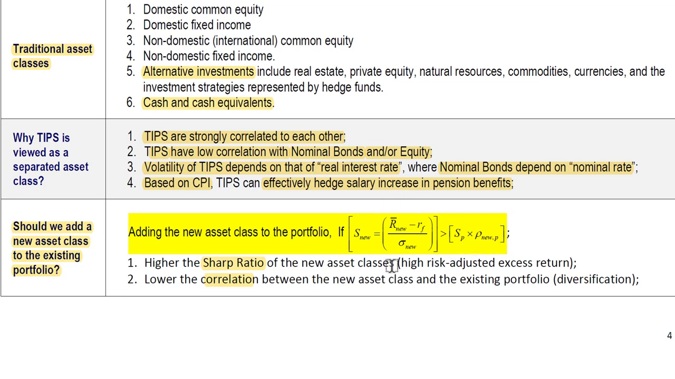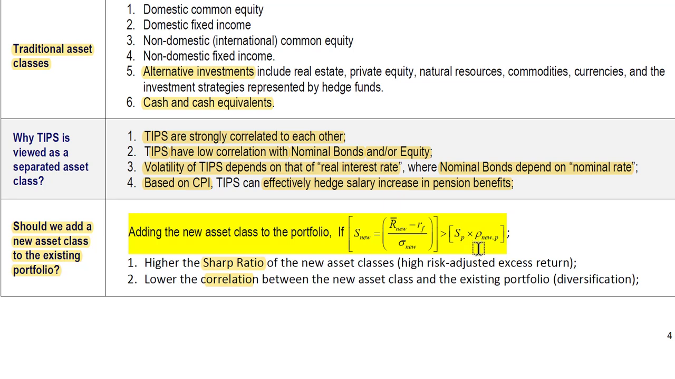Let me repeat, all right? The new asset has a Sharpe ratio of 1.2. The existing portfolio has a Sharpe ratio of 1.5. The existing portfolio is better. However, what about if the correlation is only 0.5? It's only 50% correlated. In other words, the new asset provides you a powerful diversification because of low correlation.